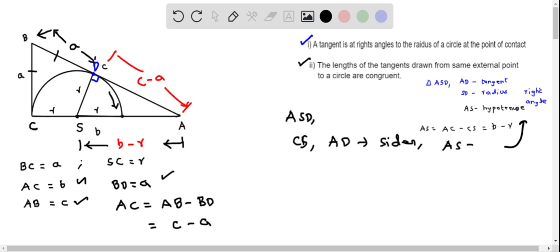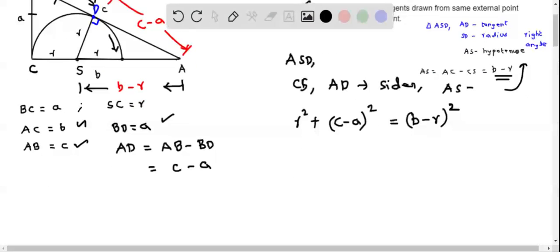CS squared, that is R squared, plus AD, where AD is equal to C minus A, which is another side of the triangle, squared is equal to the hypotenuse squared. The hypotenuse is represented by AS. We have already found out that AS is equal to B minus R. So I need to square it like this.